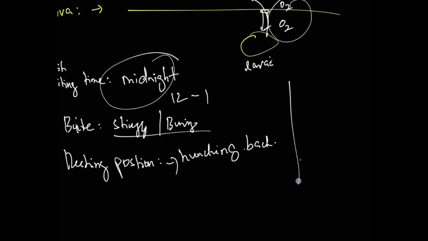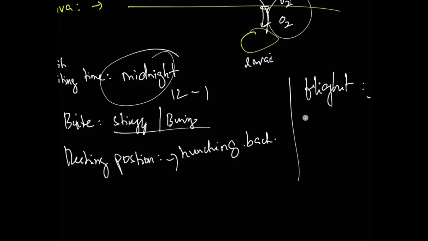The flight range is 11 to 13 kilometers, which is the highest flight range. Body and wings will be brown color. And it makes that mosquito sound in the midnight.